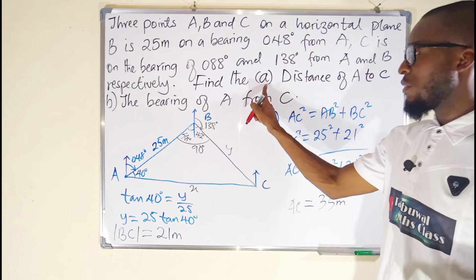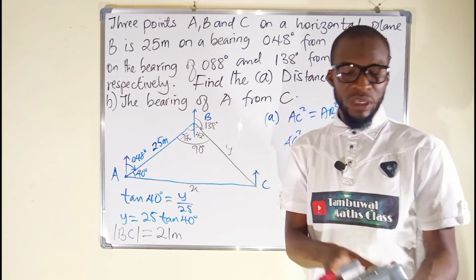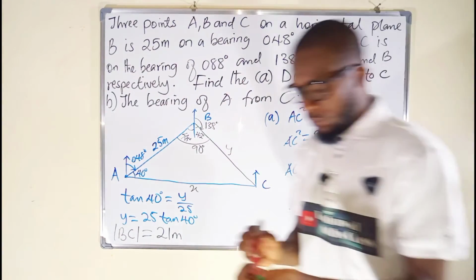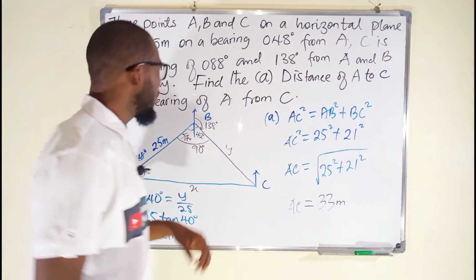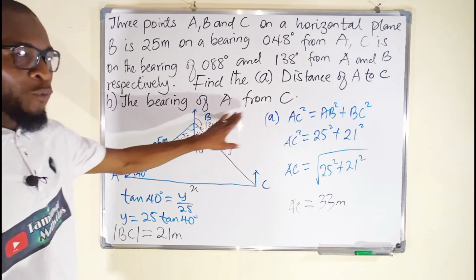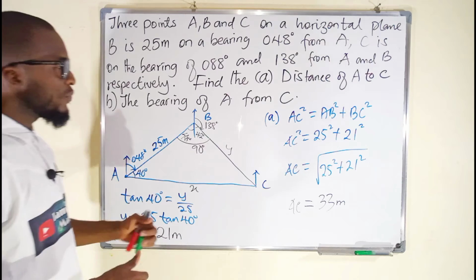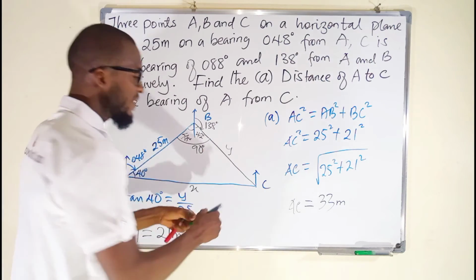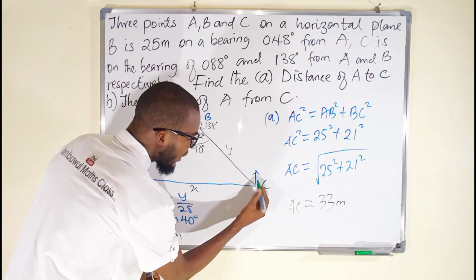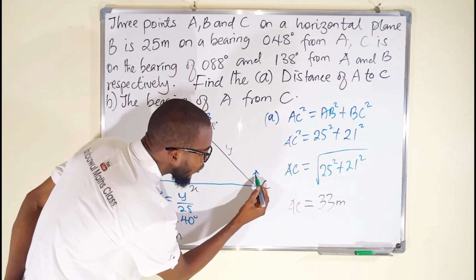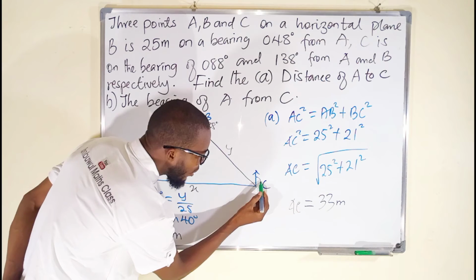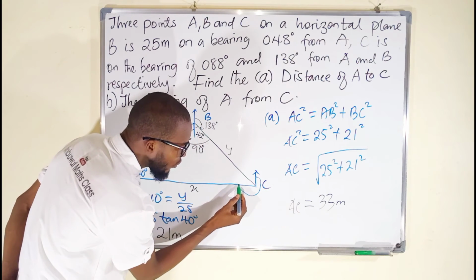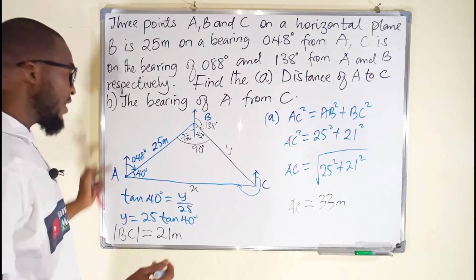We are done with A part. Now let us move on to the B part. The B part says we should find the bearing of A from C. What it means from is to calculate the total angle from C. This is C, so we are going to calculate the total angle from the north of C down to the line leading to A. That is the bearing of A from C.